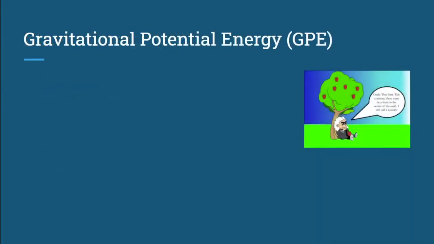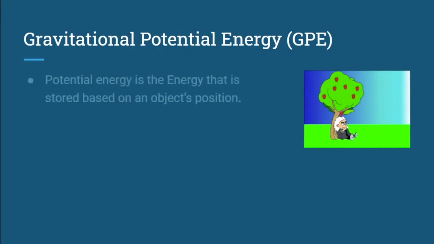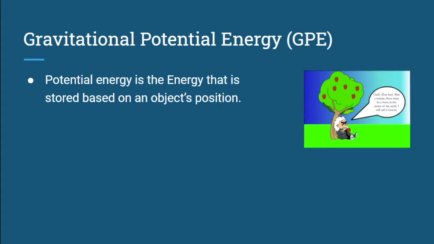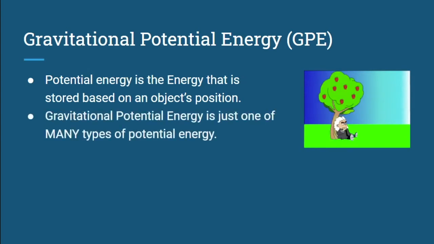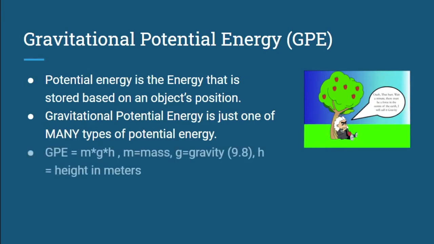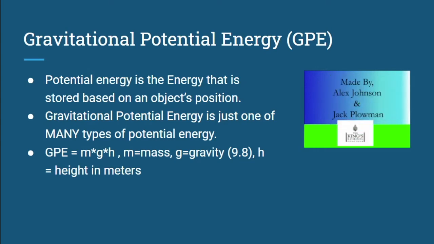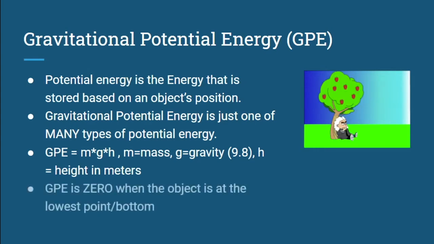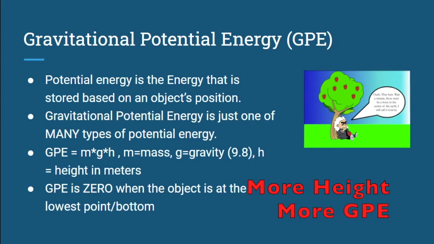Next one I want to talk about is gravitational potential energy. GPE is how we abbreviate it. And gravitational potential energy is the energy that is stored based on an object's position. So GPE is just one of the many types of potential energy. There's a few of them, and we'll talk about another one later on. But if we wanted to figure out how to calculate GPE, well, that would be m times g times h, where m is mass, g is gravity, and gravity on Earth is 9.8, and then h stands for height in meters. So if you're looking at this equation, GPE is only 0 when the object is at its lowest point, or the bottom, or in other words, the ground, meaning that the object has no height. So the higher you lift an object into the air, the more gravitational potential energy it will have.